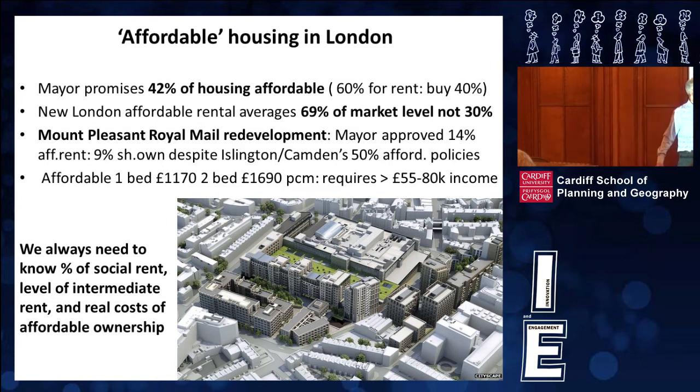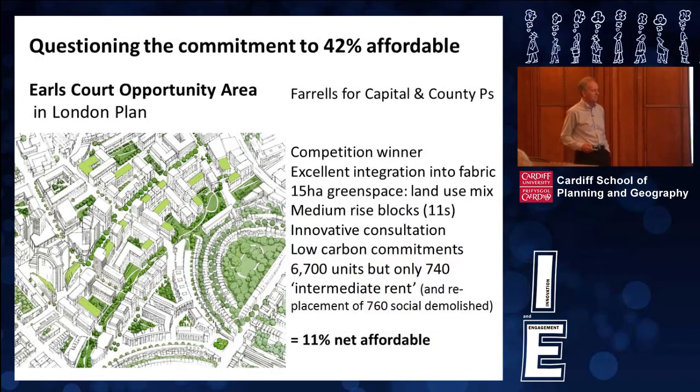And what happened, of course, was that when you look at the affordability, this requires incomes of £55,000 to £80,000, which is not exactly low income. It's very much middle income in the London context. And I think this is another thing you need to engrave on your hearts. We always need to know what the proportion of social rent is and the real costs of intermediate and shared ownership, because they are dramatically different from what we've been subjected to so far.